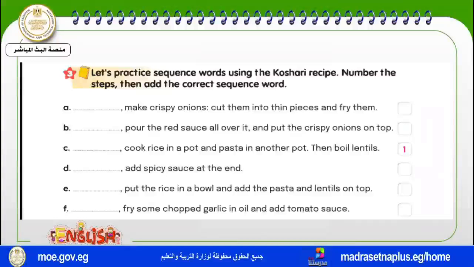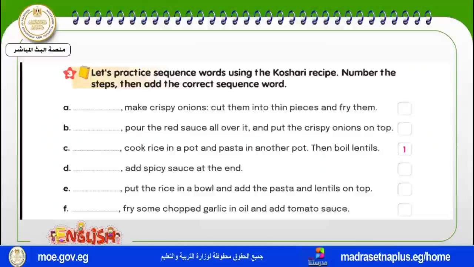A. Make crispy onions: cut them into pieces and fry them. B. Pour the red sauce all over it and put the crispy onions on top. C. Cook rice in a pot and pasta in another pot, then boil lentils. D. Add spicy sauce at the end. E. Put the rice in a bowl and add the pasta and the lentils on top. F. Fry some chopped garlic in oil and add tomato sauce. This is not the correct order, and that's why I asked you to put them in order.